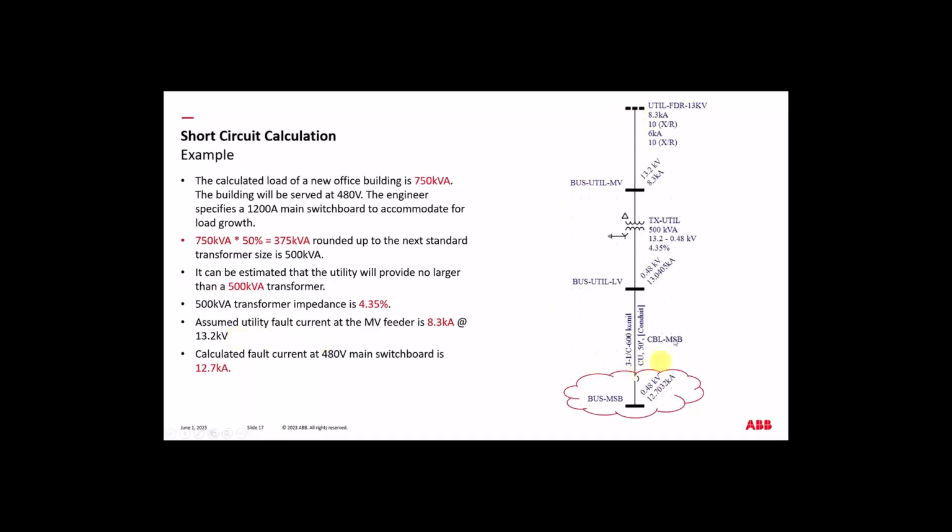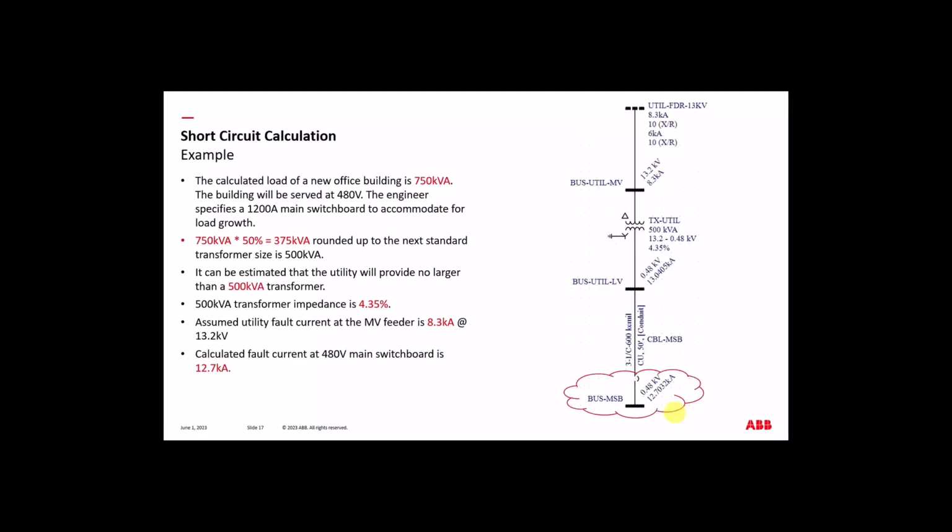So you put all this in EasyPower and construct the circuit: your utility with its available short circuit at 13.2 kV, then a transformer with the right impedance, then your low voltage side, a bus right on the secondary of the transformer. Then I included 50 feet of cable sized for 1200 amps. By the time you make it to the service entrance on this system, you're at 12.7 kA.